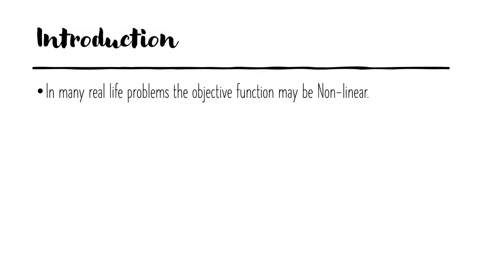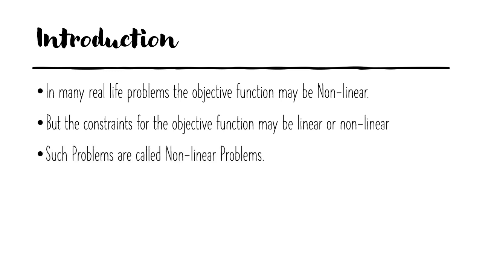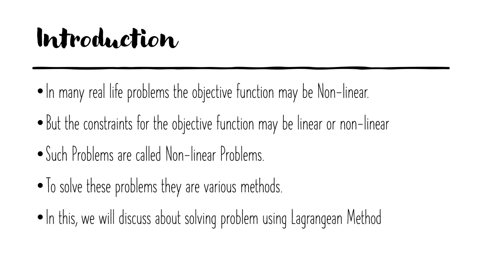Introduction. In many real life problems, the objective function may be nonlinear, in terms of x as one variable and y as another variable, which is very difficult to solve. But the constraints for this objective function may be linear or non-linear, depending on the problem. This we call a non-linear problem. To solve such problems, various methods can be adopted. In this session, we will discuss how to use the Lagrangian approach to solve a non-linear problem.